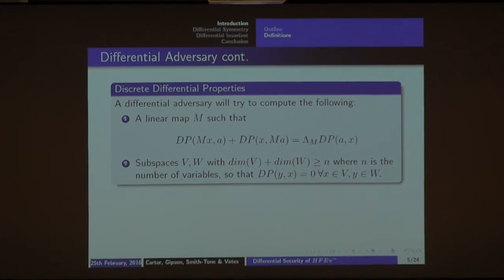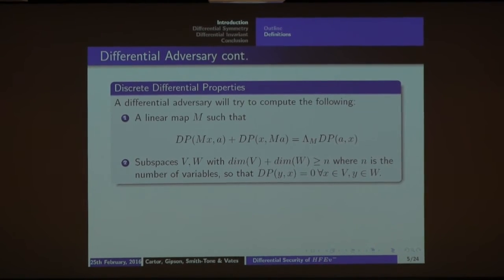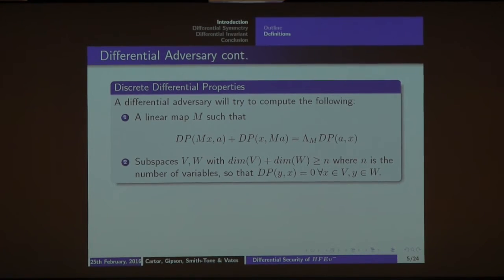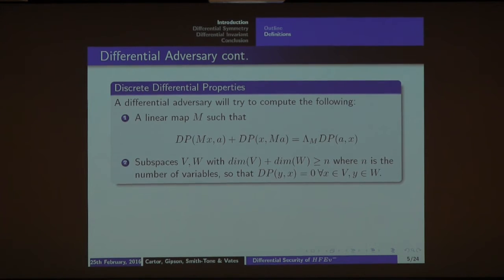So these are the properties that the discrete differential adversary will try to analyze. The first one is a linear map M that satisfies this differential symmetric equation. Trying to find a linear map M that satisfies that is a way to gain some structural information about our core map, thus giving them the ability to undermine our scheme. Another thing they'll be able to analyze are two subspaces, V and W, where the dimensions of the subspaces add up to be greater than or equal to n, where n is the number of variables, such that when you calculate the discrete differential at the vectors within V and W, it's equal to 0.